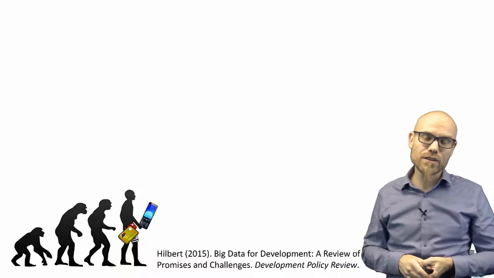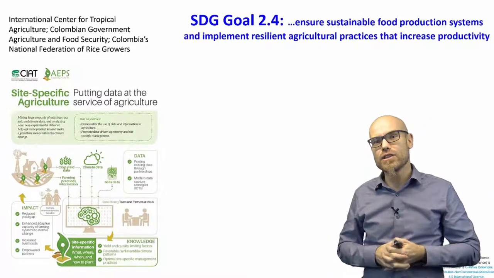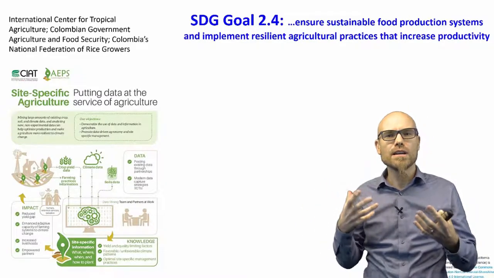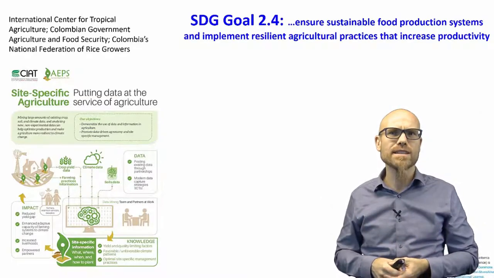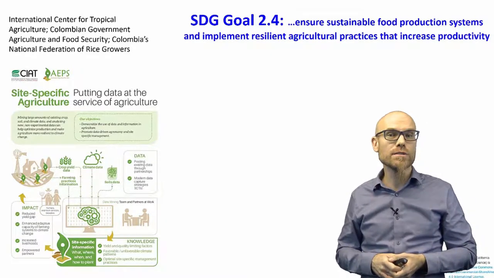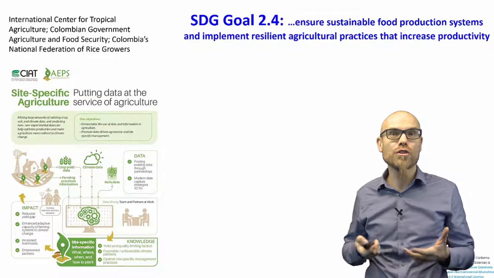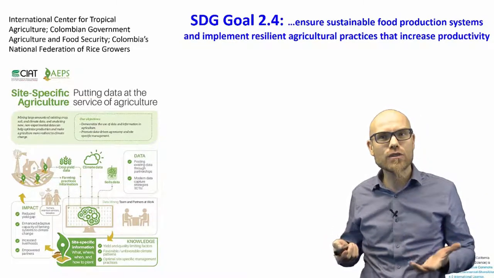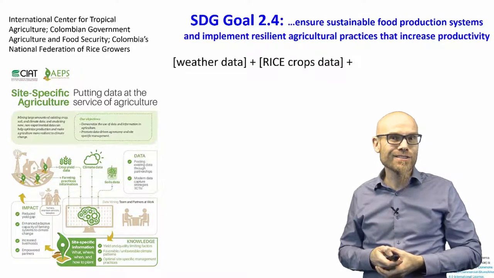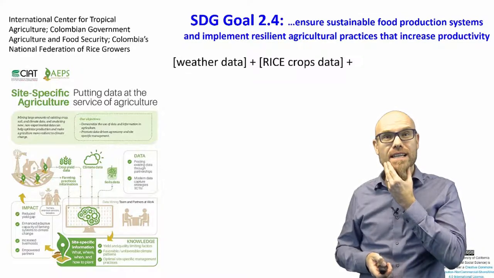So the first example I want to run you through is from international development. It comes from Colombia. And right now, the global development agenda is guided by the Sustainable Development Goals, where all 200 governments of the world came together and put forth some goals. So for example, goal 2.4 says, ensure sustainable food production systems and implement resilient agricultural practices that increase productivity. All right, that's a very important goal for humankind. How could we implement that? How could we ensure sustainable food production and increase agricultural productivity? Well, with data. So with data, we can do that, right? So here is an example of how this has been done.